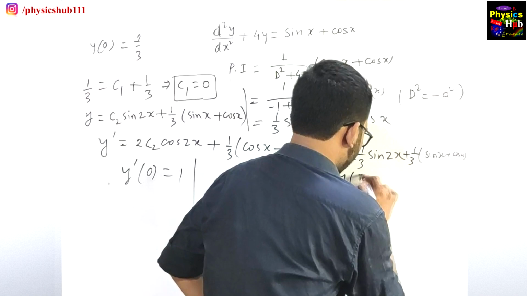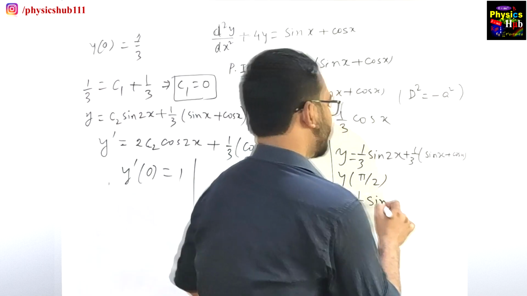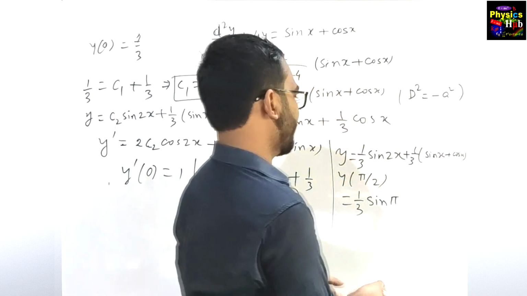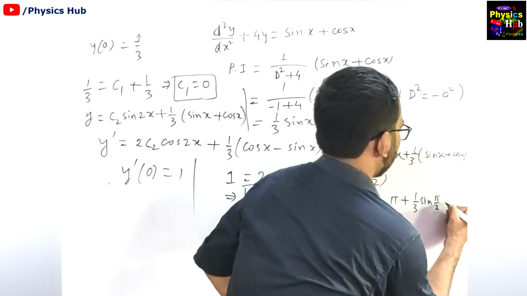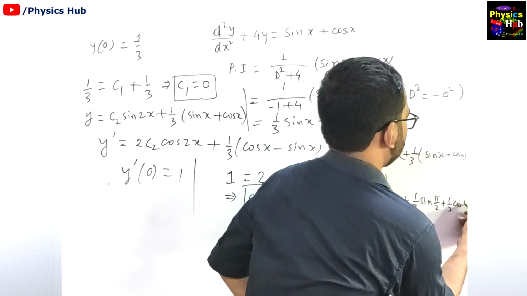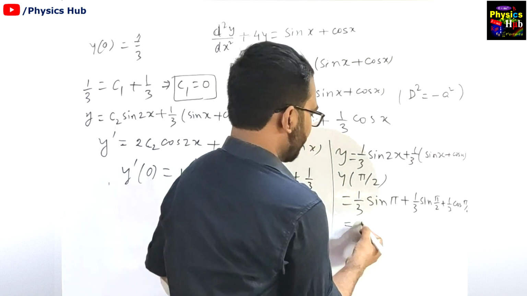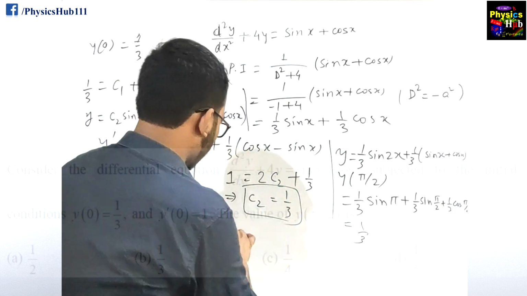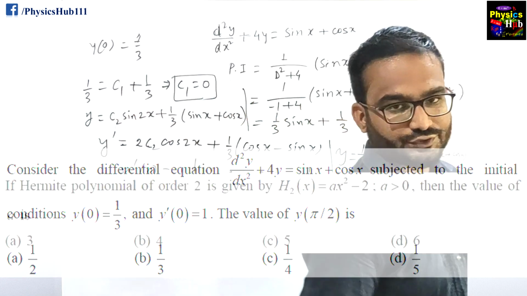So y at x equals pi by 2 becomes 1/3 of sin 2 into pi by 2, which means pi. So 1/3 sin pi plus 1/3 of sin pi by 2 plus cos pi by 2, although it is 0, but for the sake of completeness I am just writing everything. So it is basically 1/3. So it is matching with the second option, option B. So option B is the correct option for this question.